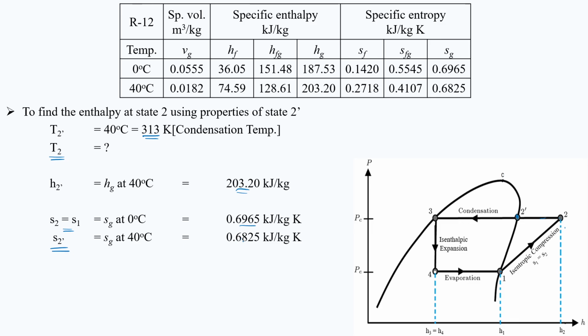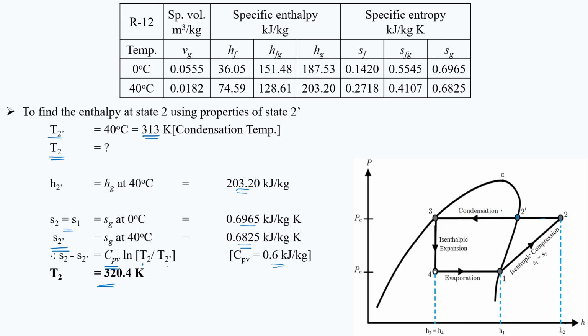Now, S2 and S1 will be the same, 0.6965, and the entropy at 2 dash will be 0.6825. Also, we know the temperature T2 dash, so we can use our entropy-temperature relation: S2 minus S2 dash equals Cp into log of T2 by T2 dash. The Cp is given in the problem as 0.6 kilojoules per kilogram. Substituting this value, S2 minus S2 dash, that is 0.6965 minus 0.6825, equals 0.6 into log of T2 by T2 dash, which is 313. Taking the anti-log, we get the temperature at 2 as 320 Kelvin.